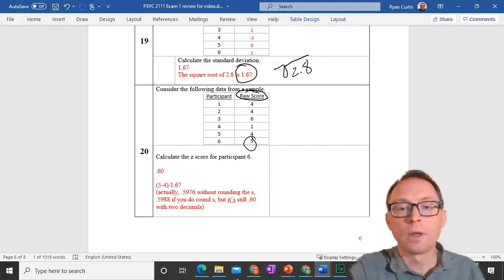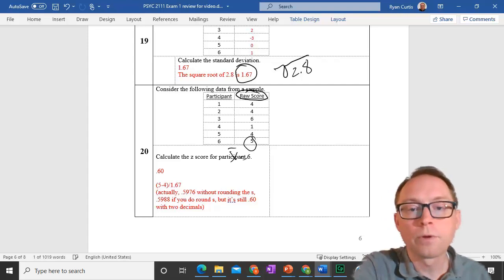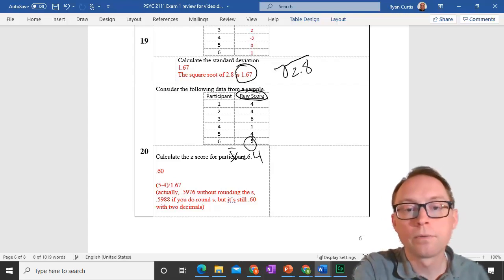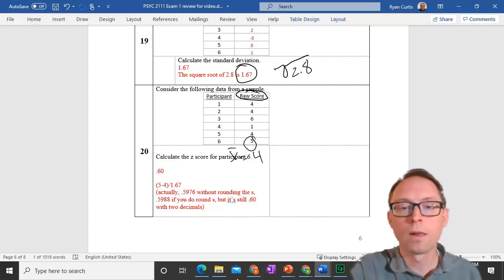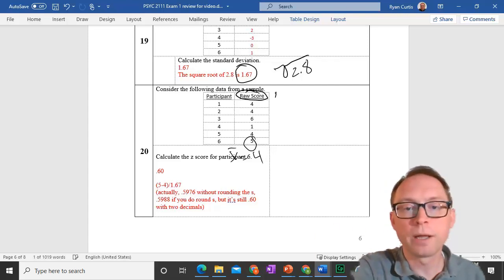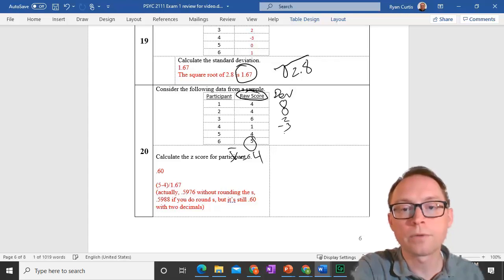So x bar for this is 4. 4 plus 4 plus 6 plus 1 plus 4 plus 5. So all the raw scores added up gives you 24, divided by 6 equals 4. Then we're going to get the deviations for everybody. The deviations are going to be 4 minus 4 is 0, 4 minus 4 is 0, 6 minus 4 is 2, 1 minus 4 is negative 3, 4 minus 4 is 0, and 5 minus 4 is 1.